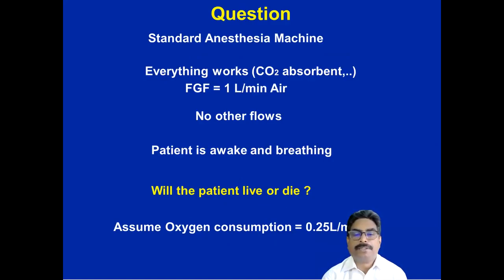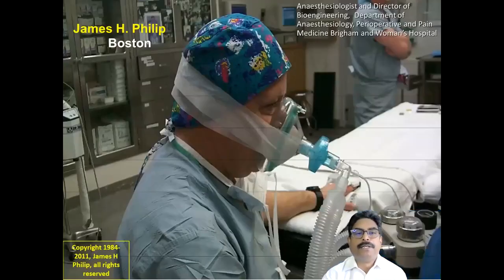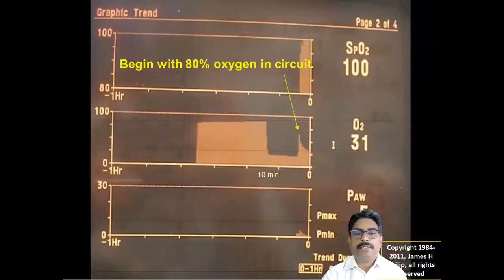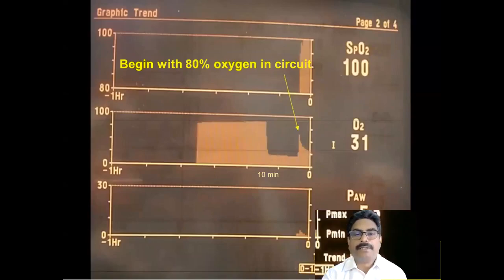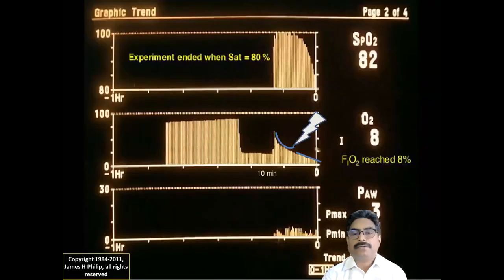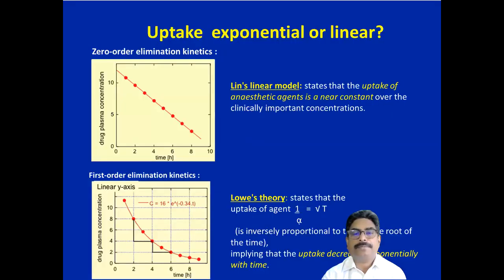Assume that the oxygen consumption is 0.25 liter, that is 250 ml per minute. The experiment was carried out by James Philip, and they found that they started with 80% oxygen in the circuit, and as time progressed there was a fall in the FiO2 and it reached 8%. The experiment was discontinued and the patient was given 100% oxygen to revive.